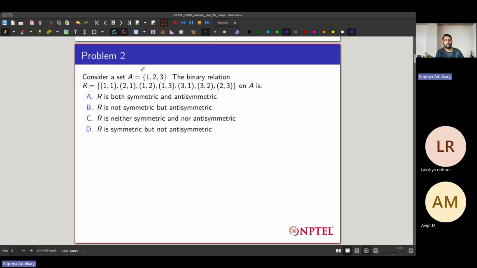Okay, now let's get to problem number 2. In problem number 2, we are given a set A, which is 1, 2, 3, and we are also given a relation. We have to find out whether this relation is symmetric, antisymmetric, or what. The best way to do this is to first generate the matrix. The matrix would be a 3 by 3 matrix. Over here, 1 1 is there. Okay, so 1 2 3.